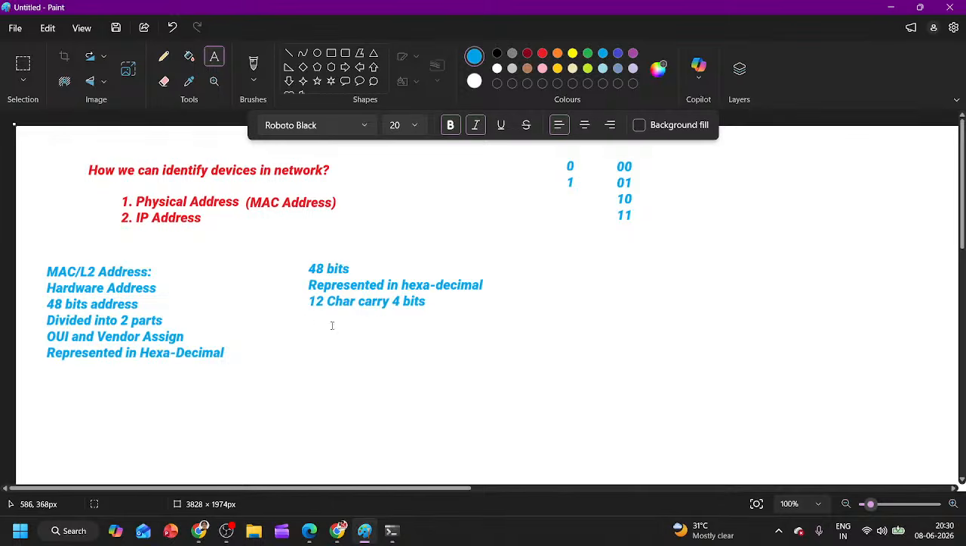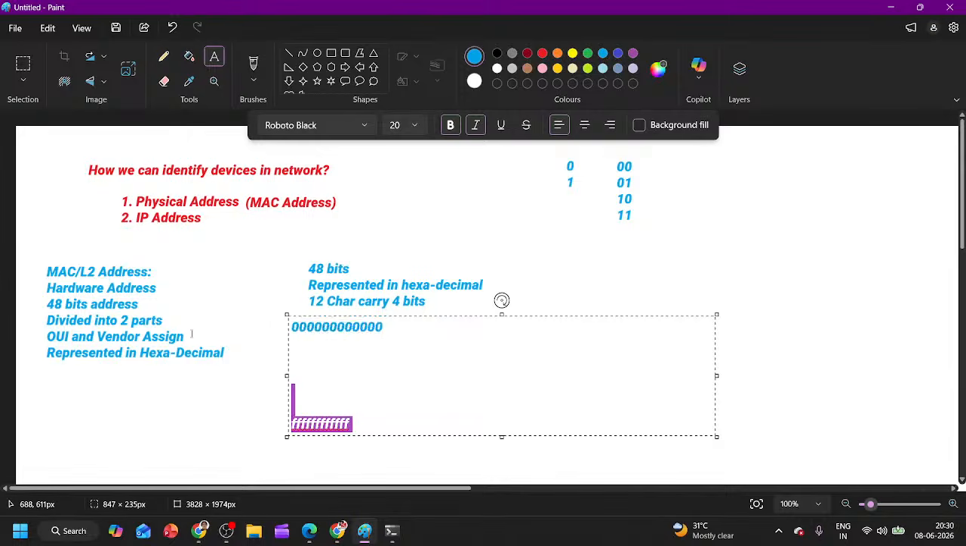So in total we will have 12 characters. My lowest MAC address can be 12 times 0, and my largest MAC address can be 12 times F. F is the last character of hexadecimal. All my MAC addresses are going to lie in this range, 12 times 0 to 12 times F.